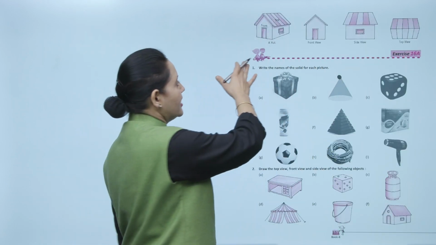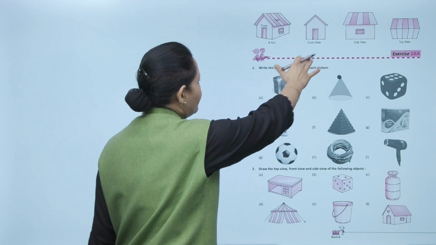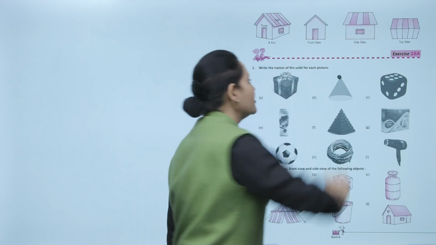Here it is a hut. This is the front view, this is the side view and this is the top view. Clear? Next is exercise 16a.